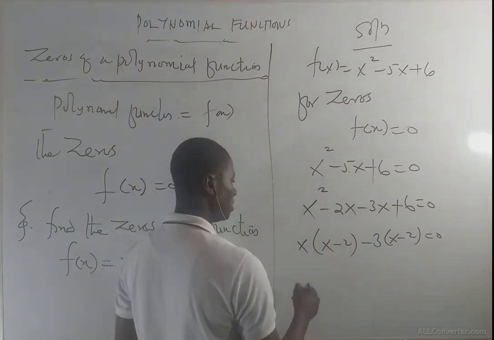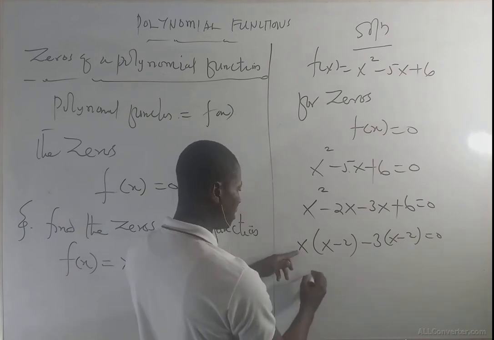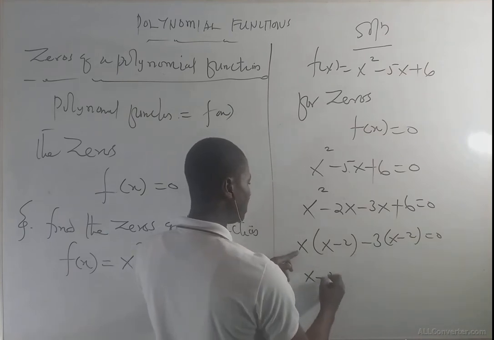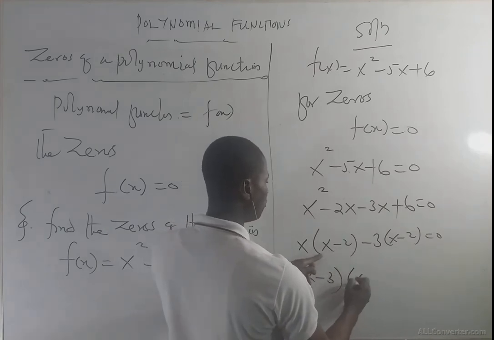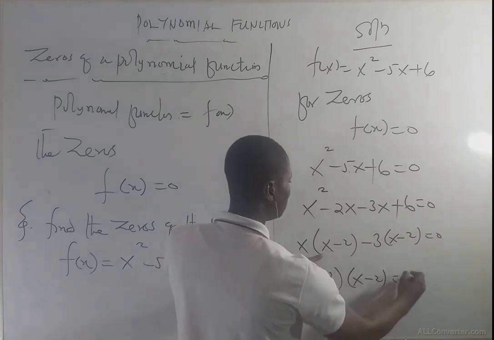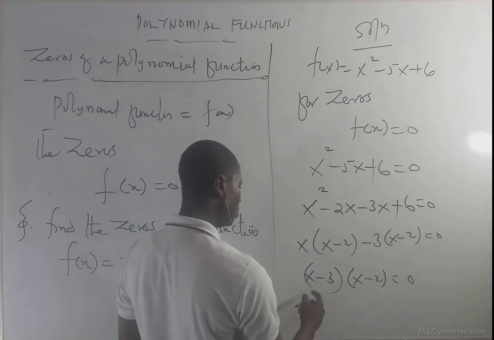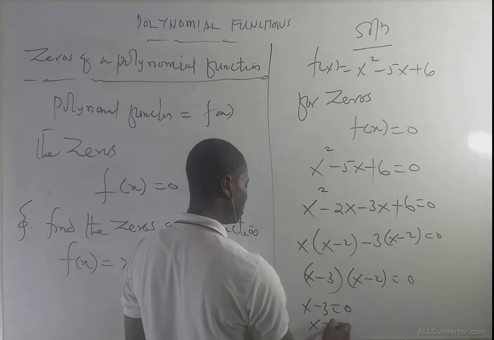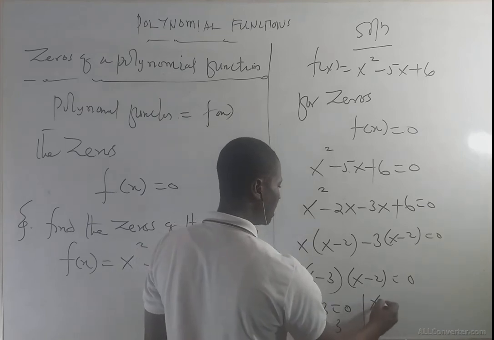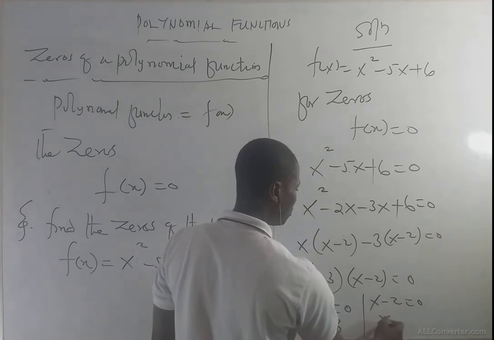Now, we group what we have outside. We have x here, then we have minus 3 here. We keep it in one bracket. Then these two are the same, so we maintain one of them, and we equate this to 0. So now x minus 3 is equal to 0. When you solve for x, you get 3. Then x minus 2 equals 0. When you solve for x, you get 2.